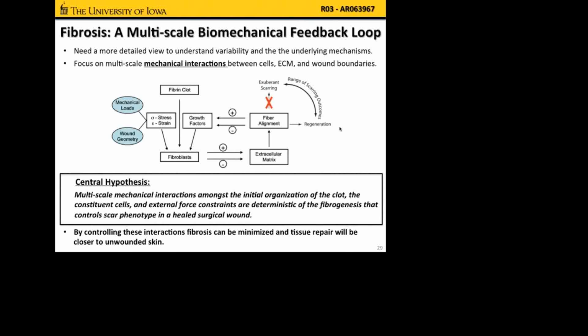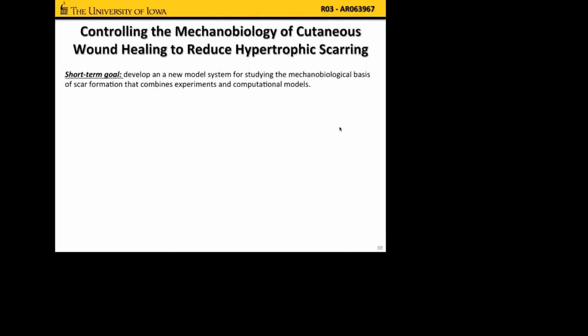And so the short-term goal of this proposal then is to develop a new model system for studying the mechanobiological basis of scar formation that combines experiments and computational models in a manner that is very similar to what I showed you earlier with the instantaneous multiscale mechanical interaction relationships within a collagen gel. And the long-term goal is to eventually develop predictive models of wound healing so that we can devise patient-specific strategies to minimize scar formation, where we can take all of these other factors into account, perhaps even recommend different drugs to accompany anything we do to modulate the mechanical environment of the wound site itself.